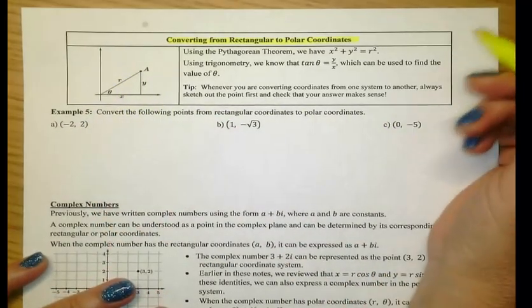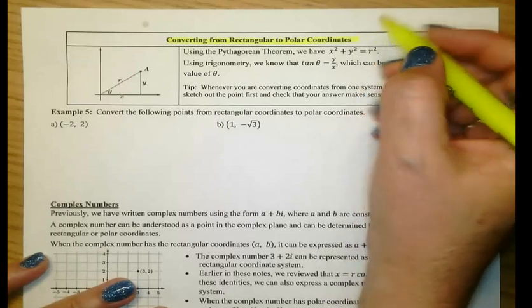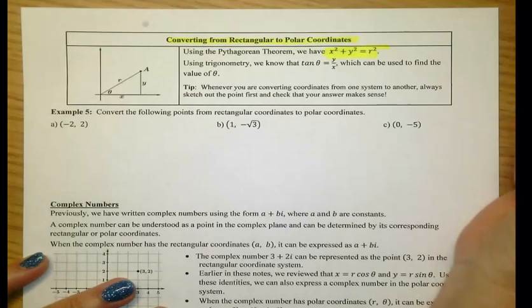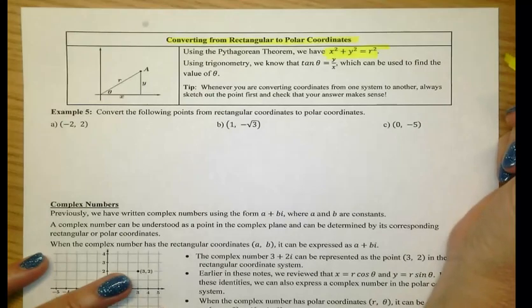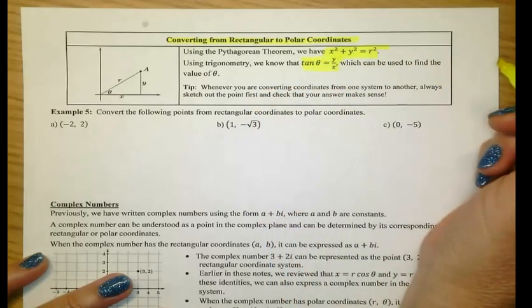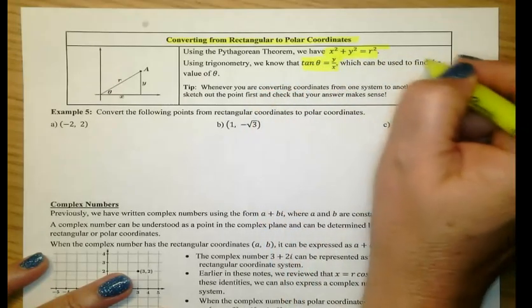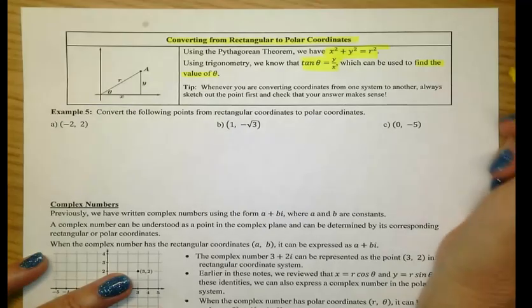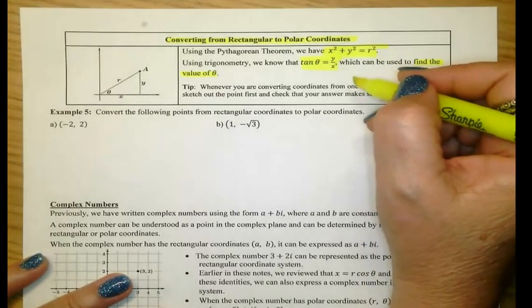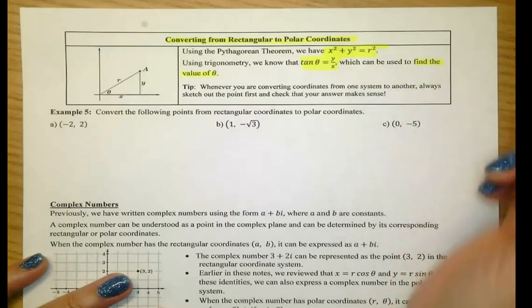So in order to do this, the things that we use to convert with is, to get the radius, we're going to use the Pythagorean theorem. And then to get the angle, we're going to use the tangent of theta is y over x, and that's going to help us find the angle. So Pythagorean gets us the distance down the ray, and tangent gets us the actual angle itself.